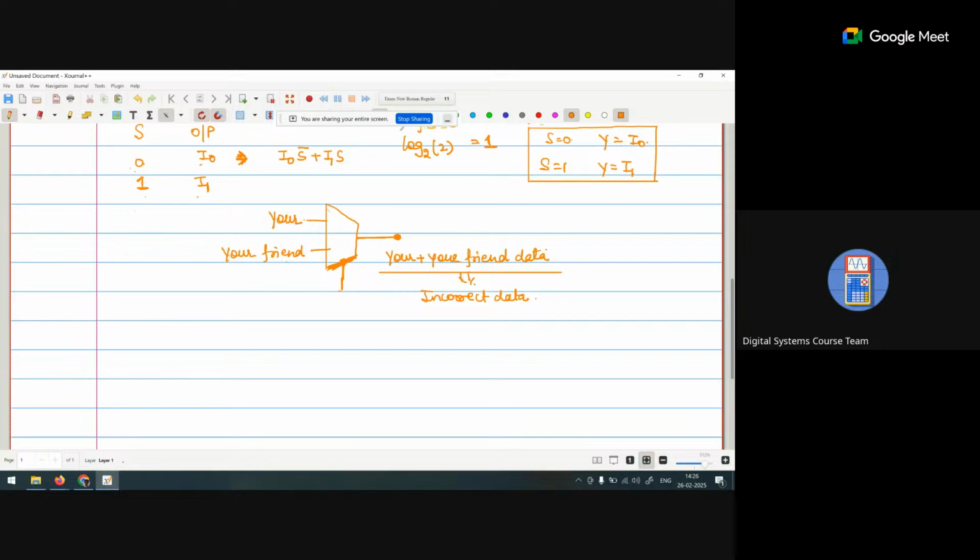Is that clear? If there is mixing, it gets messed up. So that's why we require the multiplexers.